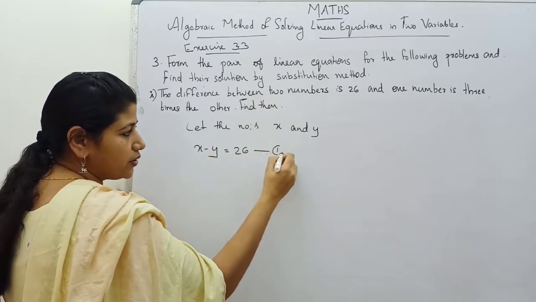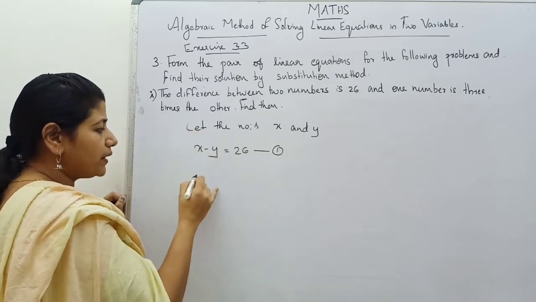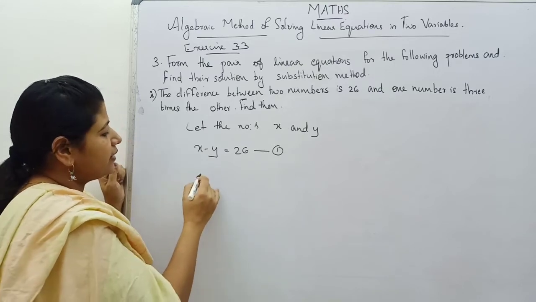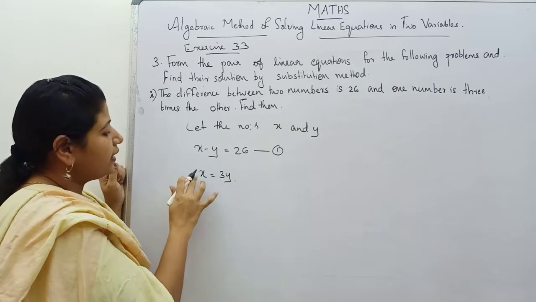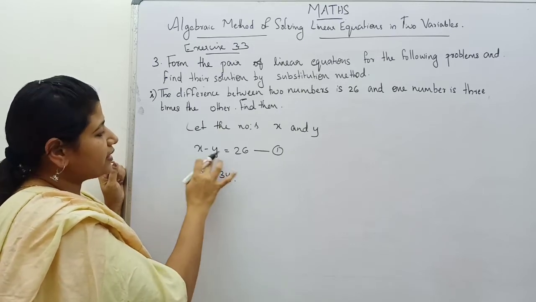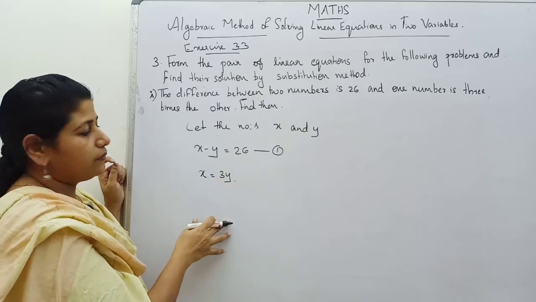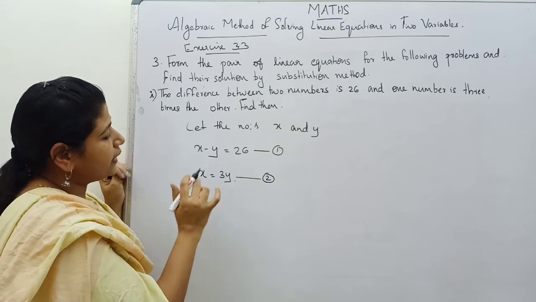So this is your first equation. One number is 3 times the other, which means x is equal to 3y. Here x is the larger number, the difference of x and y is 26, and the larger number is 3 times the smaller number. This is your second equation. By using the substitution method, you can find out x and y.